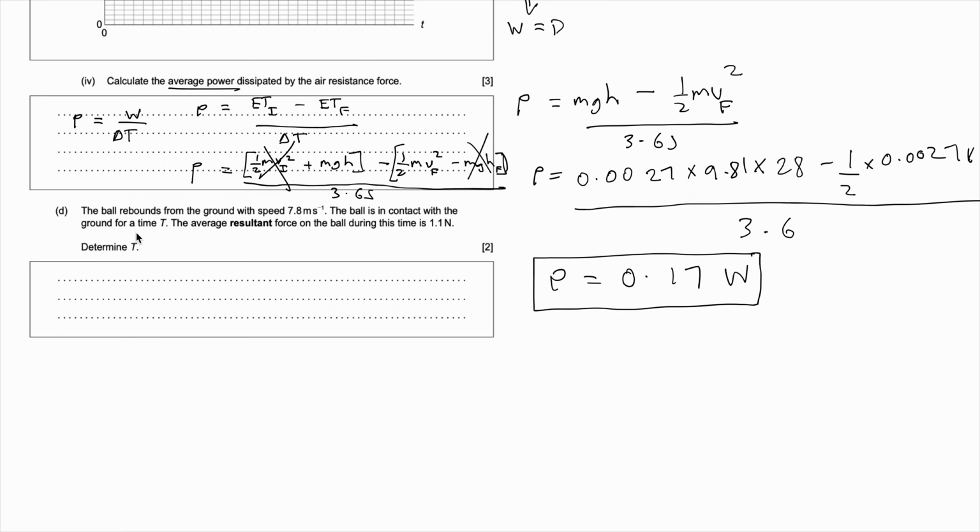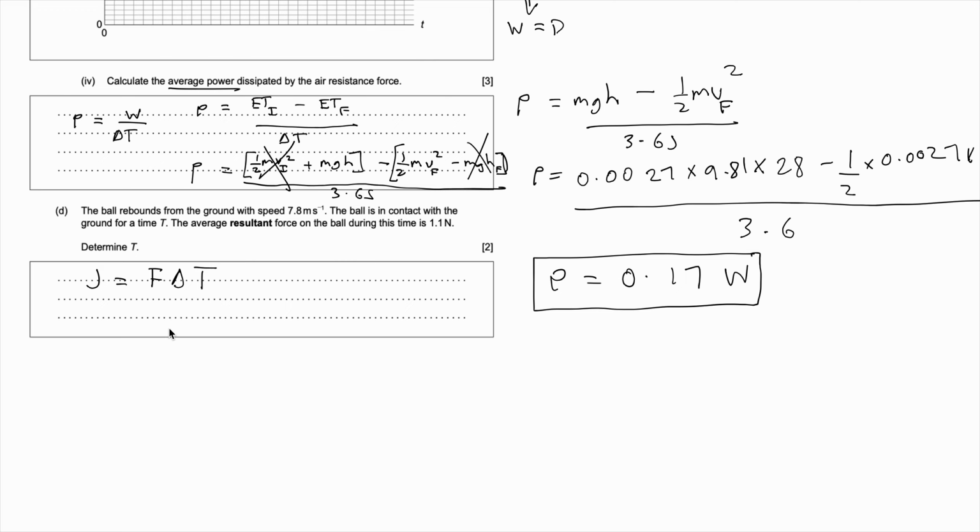Okay, now finally the ball rebounds from the ground with a speed of 7.8 meters per second. The ball is in contact with the ground for a time t. The average resultant force on the ball during this time is 1.1 newtons. Determine t. Okay, so anytime your ball strikes the ground and bounces back, there is something known as impulse. Impulse is just this: J is equal to F delta T. This is the impulse formula.